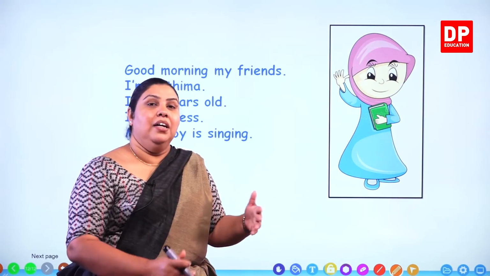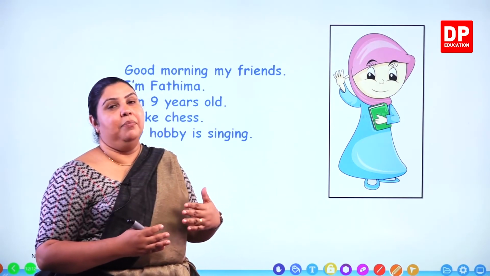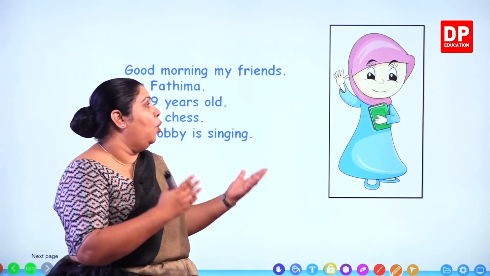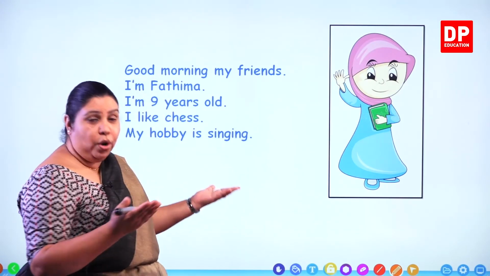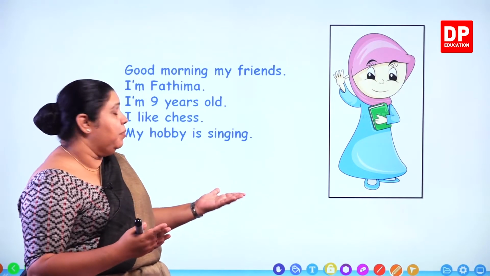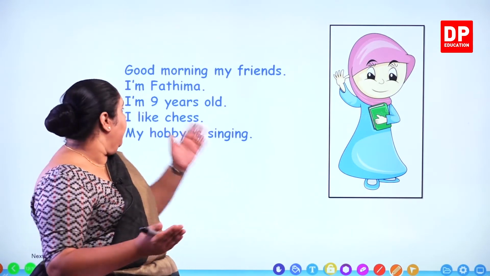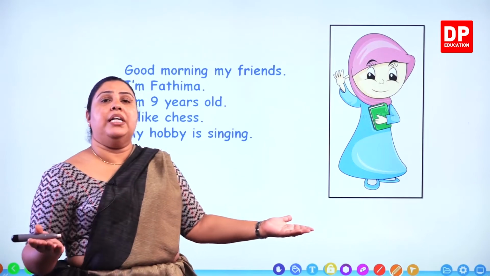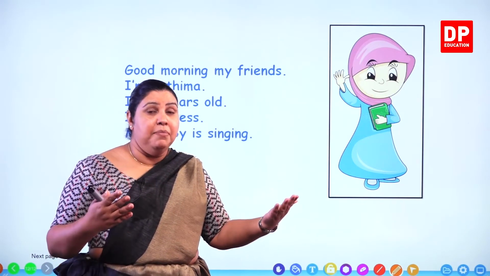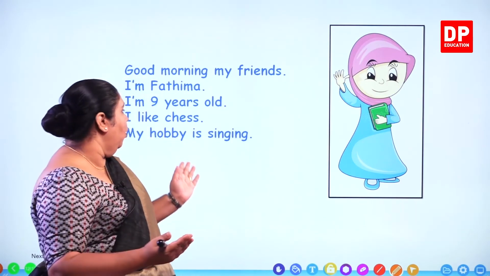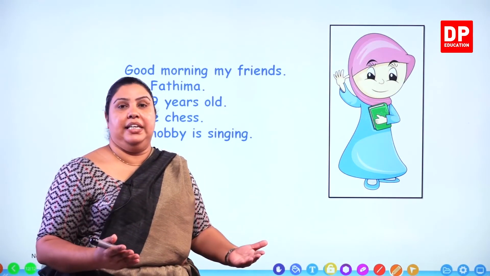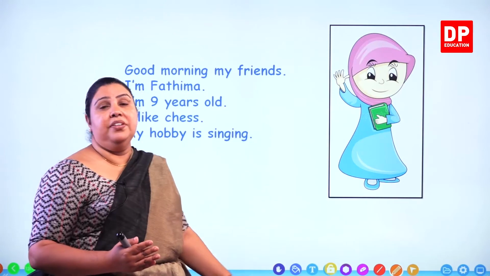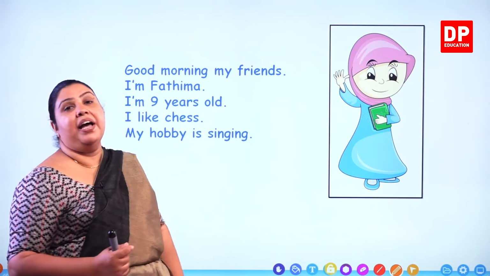Right? So now I have given you some examples. You also can talk like this in front of your class. So she says, good morning, my friends. I'm Fatima. I'm 9 years old. I like chess. Or maybe you can say my favorite game is chess. And my hobby is singing. So it's simple, very easy. I have not given a big introduction. It's only with 5 sentences.